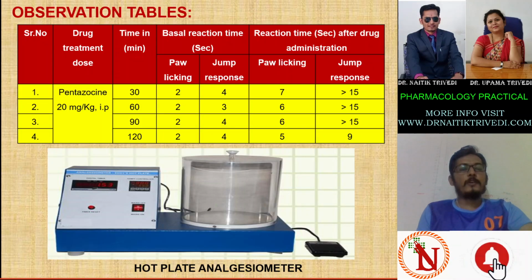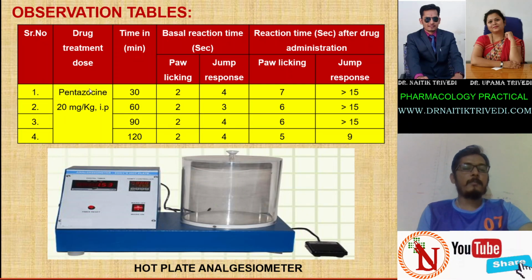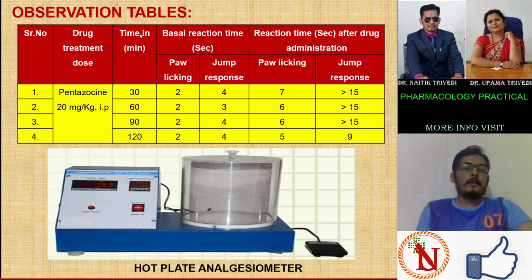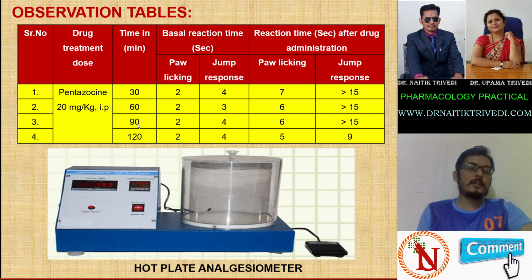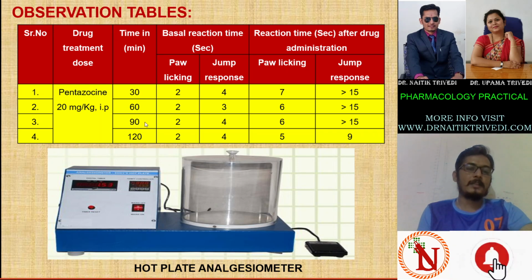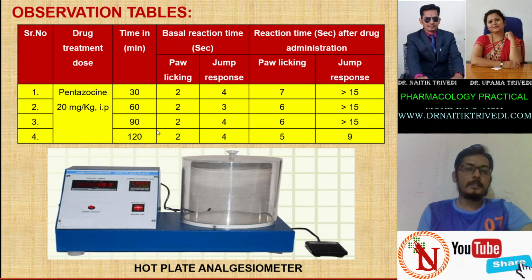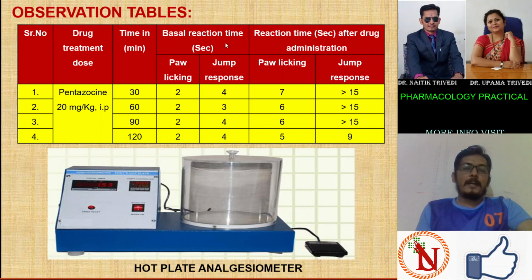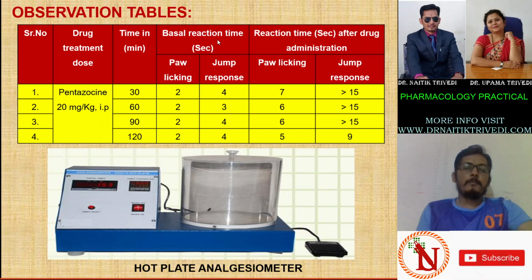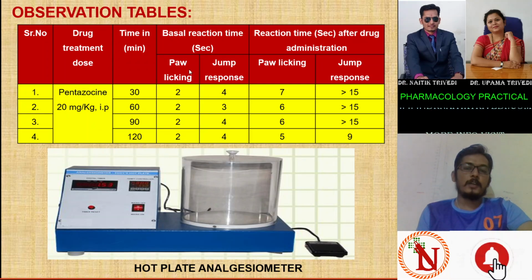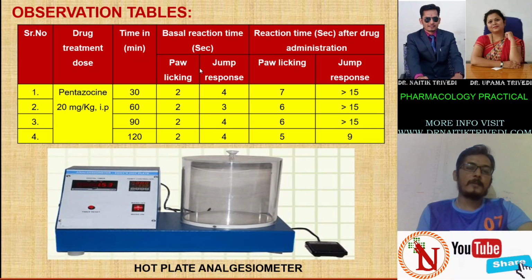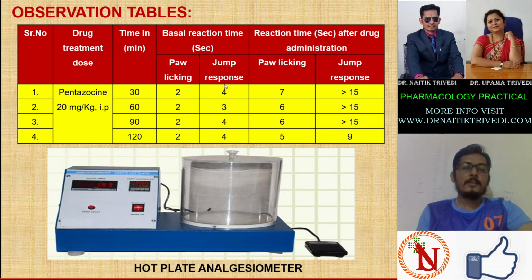So this is the observation table. We have taken the drug pentazocine. We have taken the response at 0, 30 minutes, 60 minutes, 90 minutes and 120 minutes. Basal reaction time means we have not given any drug and taken the response. Here we have taken two types of response, paw licking and the jumping response.